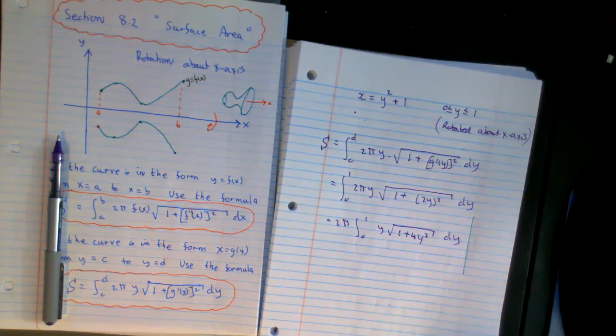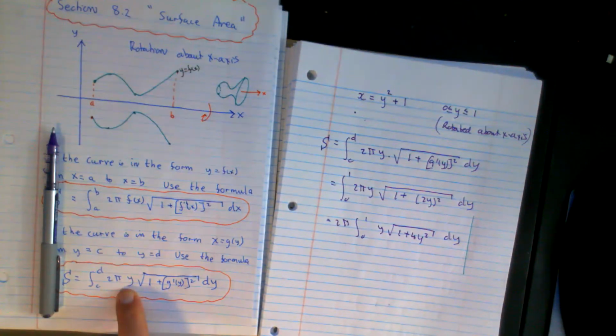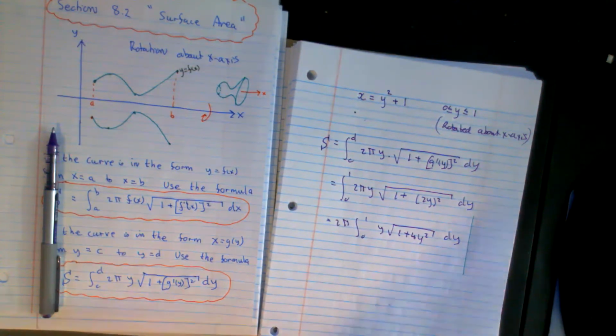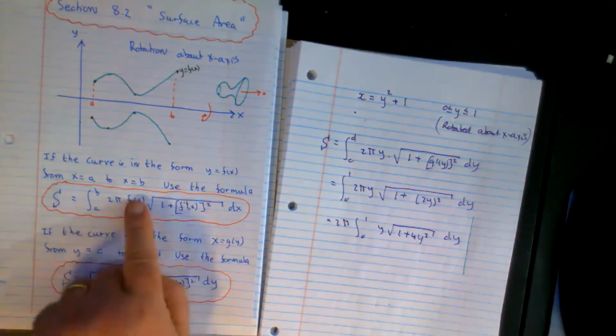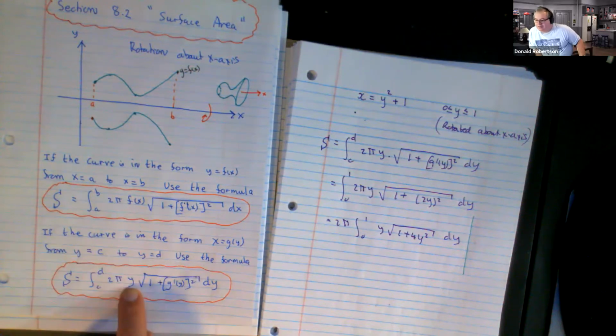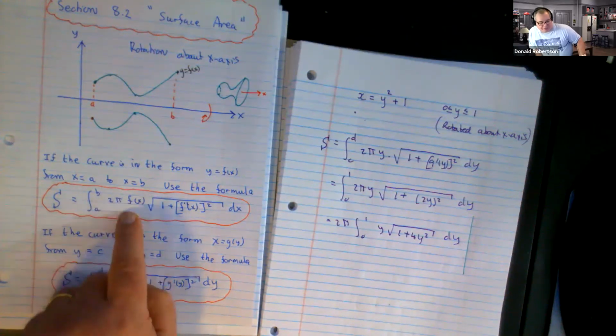Can I ask a quick question? On the second formula, why is it y on the outside? Why is it 2 pi y and not 2 pi g of y? You would wonder that, wouldn't you? It makes sense. Technically speaking, it's this formula here converted. What is f of x equal to? Y. So they basically just took this formula and converted it into y.